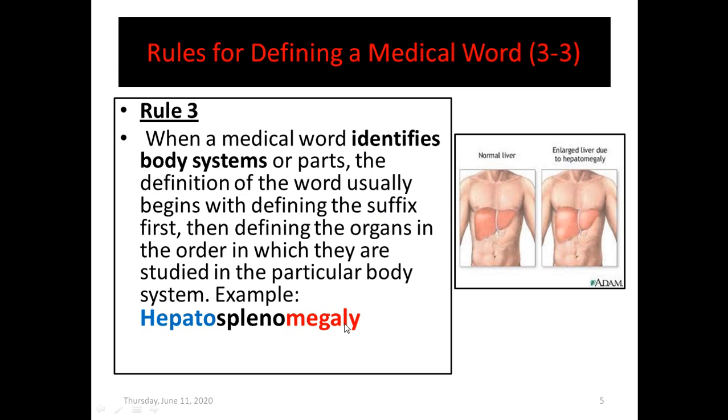What do you mean by megaly? It means there is enlargement. And then we have to go to the organ involved. Maybe hepatosplenomegaly, which means both the liver and the spleen are enlarged. Or maybe just hepatomegaly, which means only the liver is enlarged. Or splenomegaly, that's only the spleen is enlarged. When we say hepatosplenomegaly, there is enlargement of both liver and spleen as in this picture. This is a normal liver and here an enlarged liver.